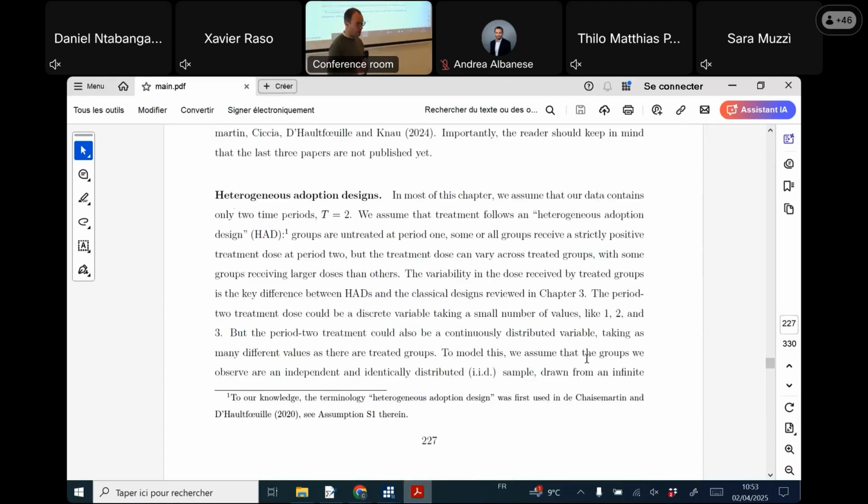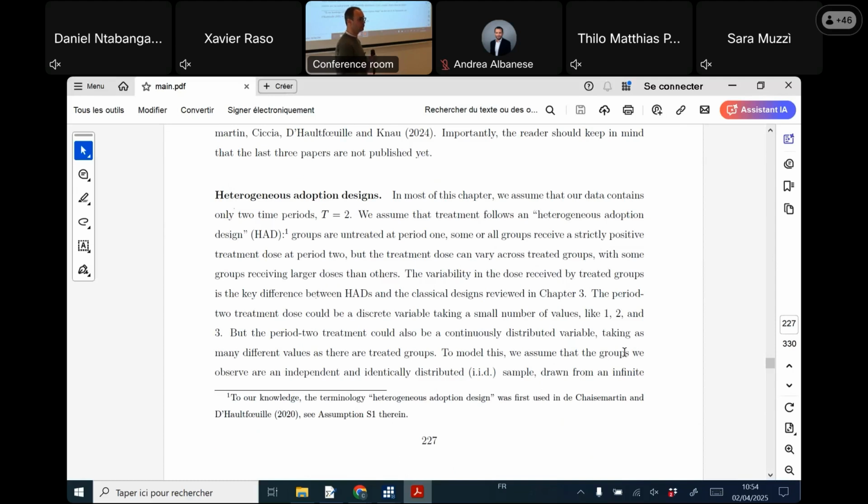So now we move to a different deviation from the classical design, where we don't have variation in treatment timing, but we have variation in the dose of treatment. Some groups we're going to have 2 periods. Some groups will get treated at period 2, but there's going to be variability in the dose of treatment received by the treated groups.